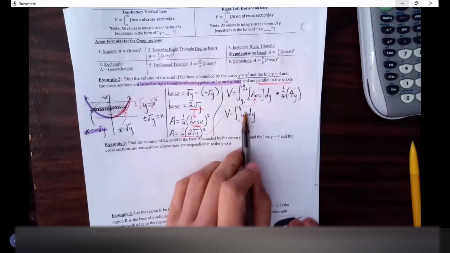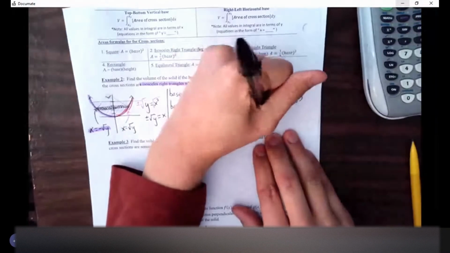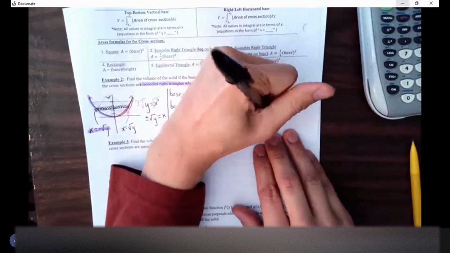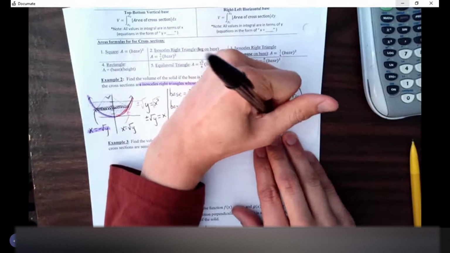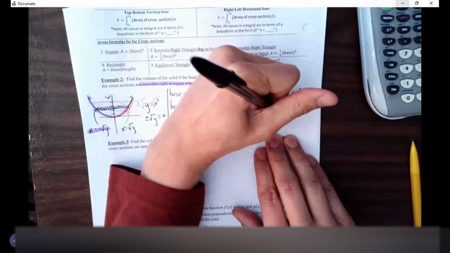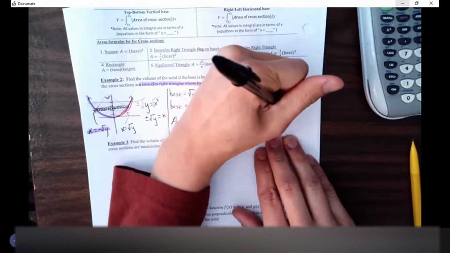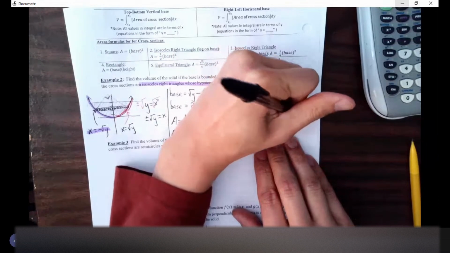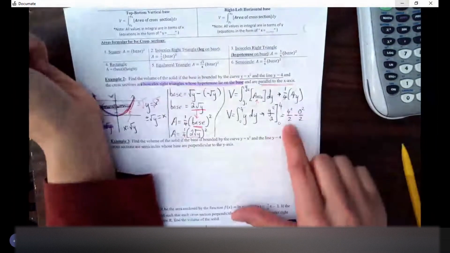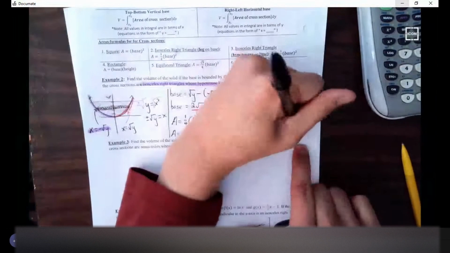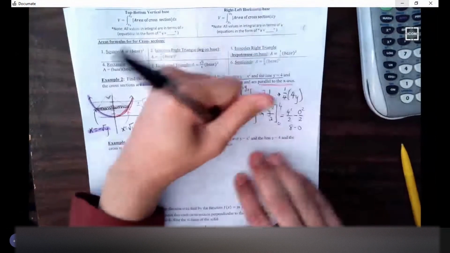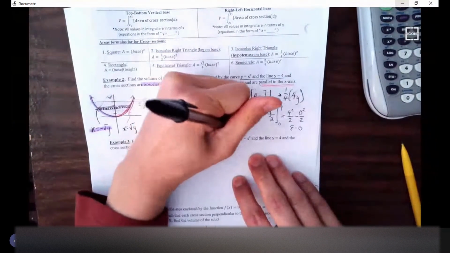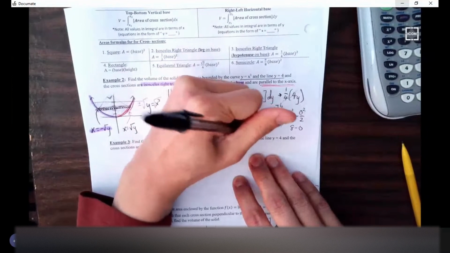So power rule, y becomes y squared over 2. Evaluate my upper and lower bound. Upper bound gets plugged in first, so 4 squared is 16 over 2, minus 0 squared over 2. I get 16 over 2 is 8. 8 minus 0 is just 8. So my volume is just 8 units cubed.